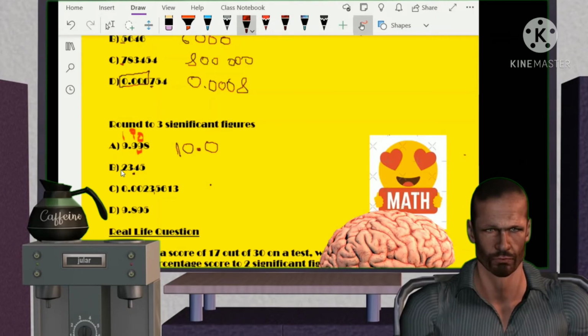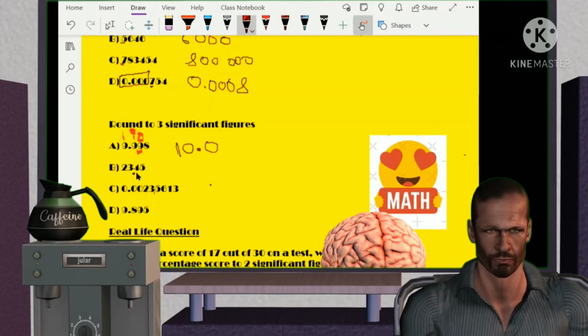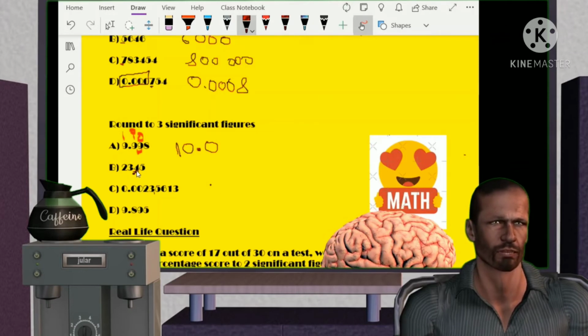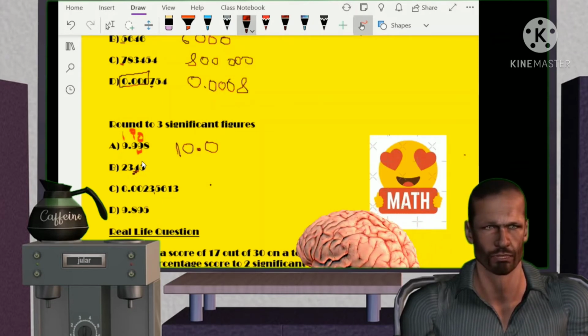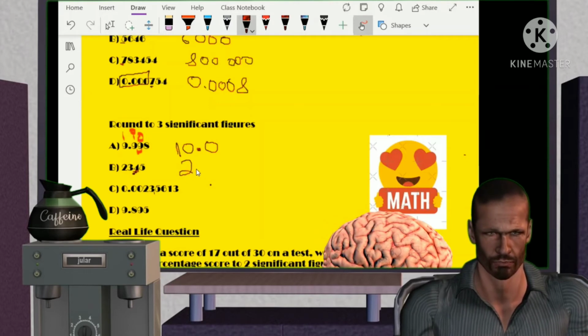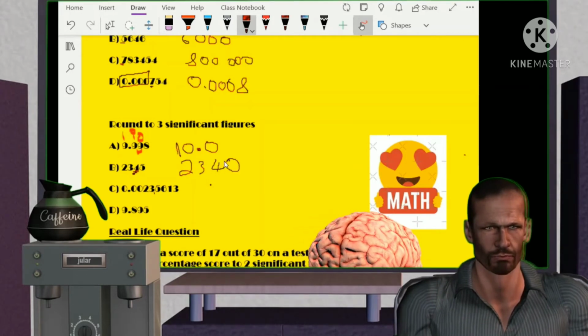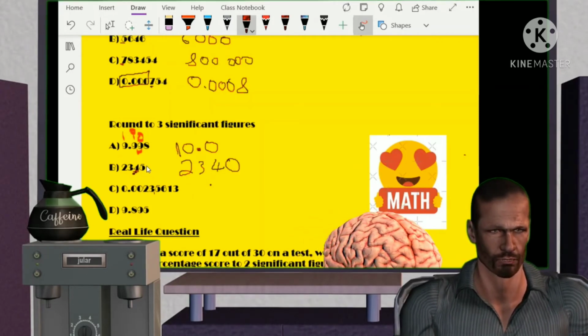2,345? First significant figure is 2, second 3, third 4. That is where we stop there. We look at the number to the right of 4, which is 5. 5 or more, we round the 4 up. So it will be 2,350. All right, as we replace this 5 with 0.